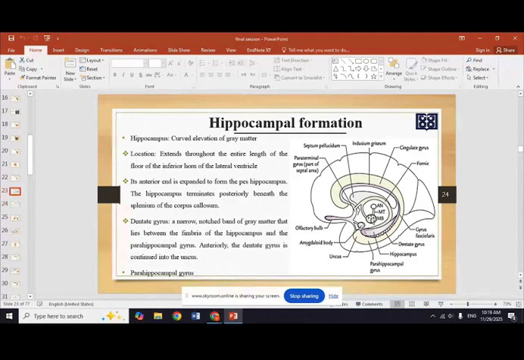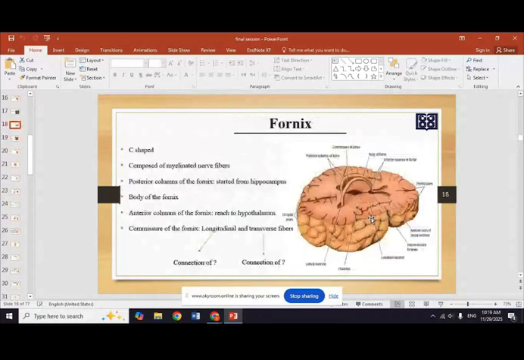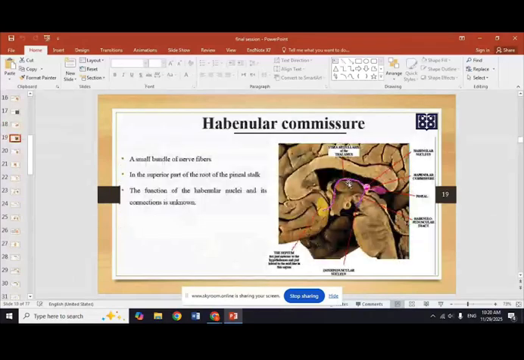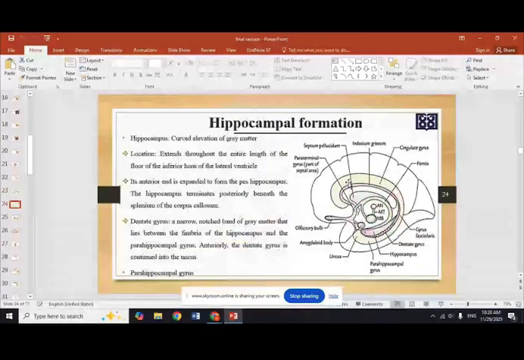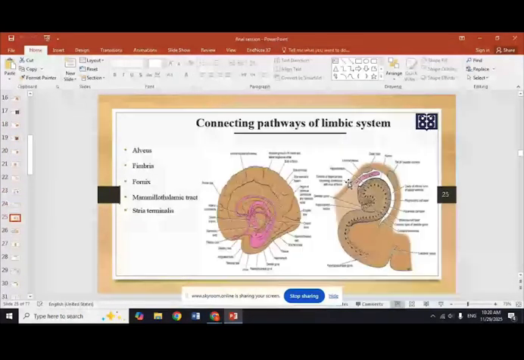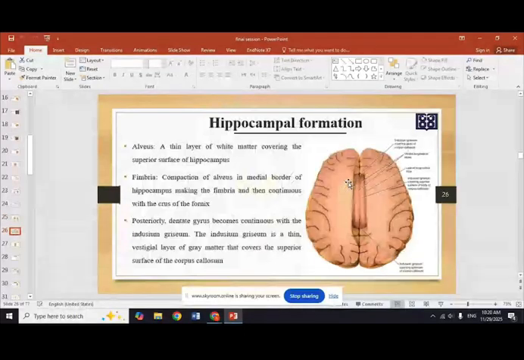And also I told you, we have longitudinal fibers and transverse fibers. By means of the longitudinal fibers, connecting the hippocampus to the hypothalamus, and by means of the transverse fibers, connecting the hippocampus of one side to the hippocampus of the other side. These are the connections between the two sides. I told you about the alveus, fimbria, and fornix.